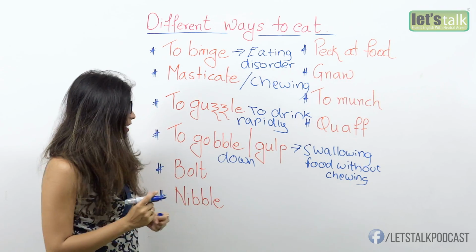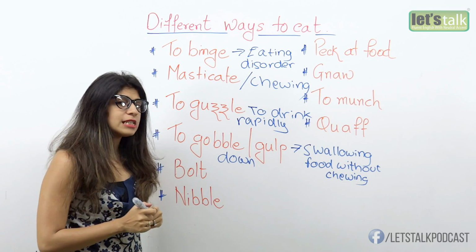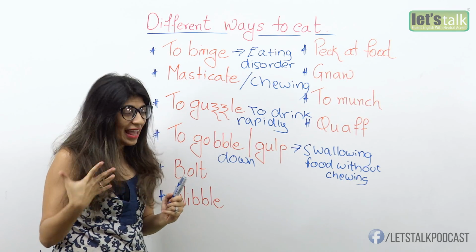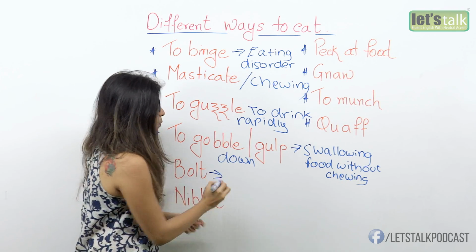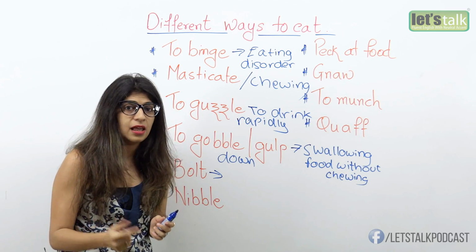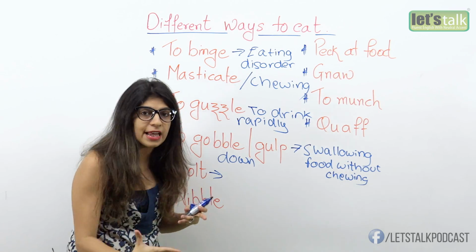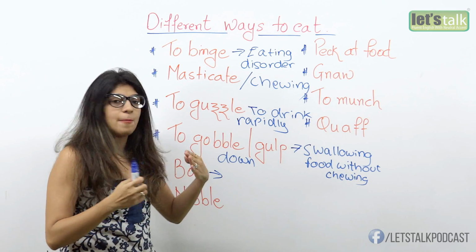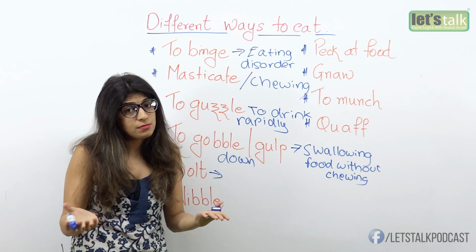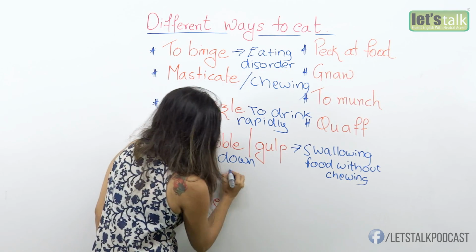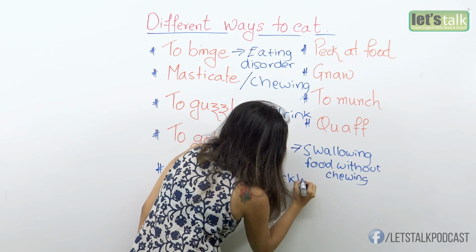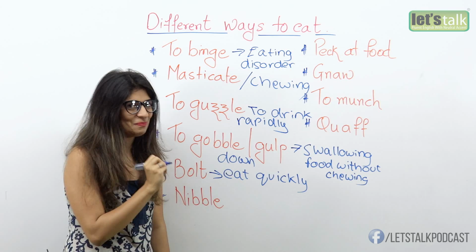Okay, the next one is bolt. Now, bolt is used when you eat, again, in a very hasty manner. However, you only bolt down food when you are in a hurry. So you eat quickly. The reason is because you are getting late, you are in a hurry. Probably you got up late, so you're just bolting down your breakfast, okay, because you're late, right? So it means to eat quickly because you're in a hurry, okay?